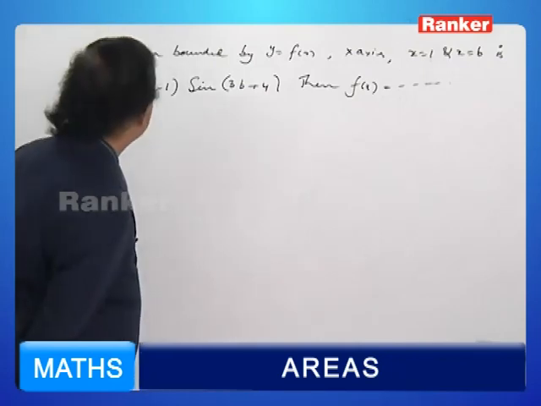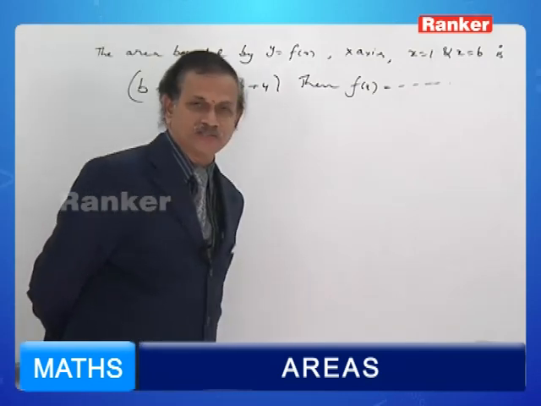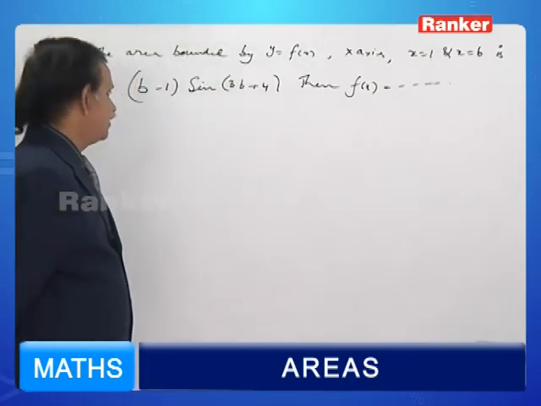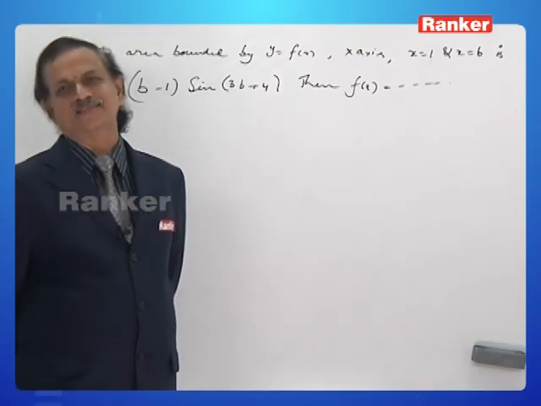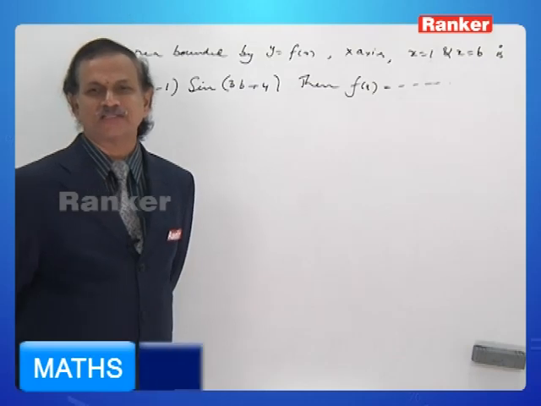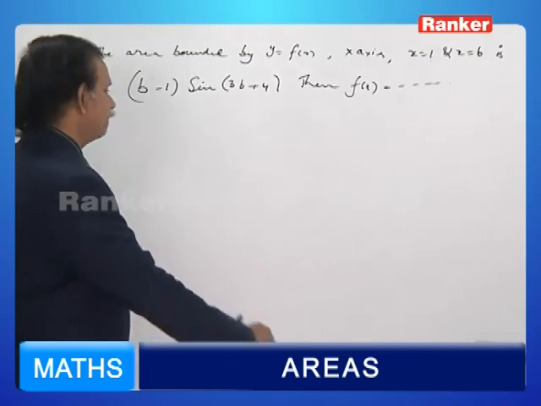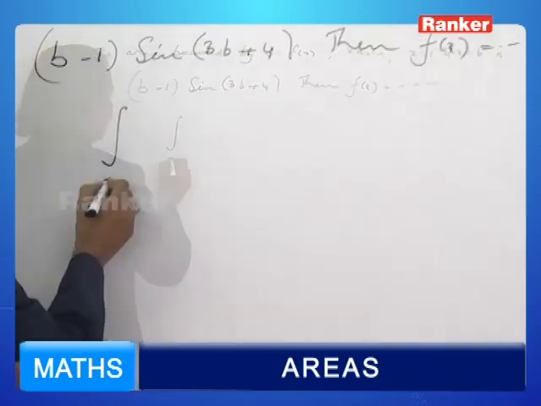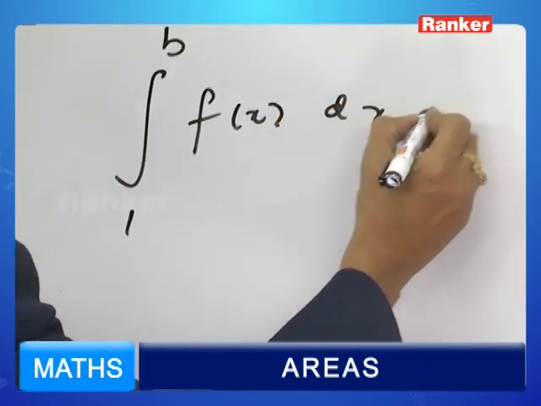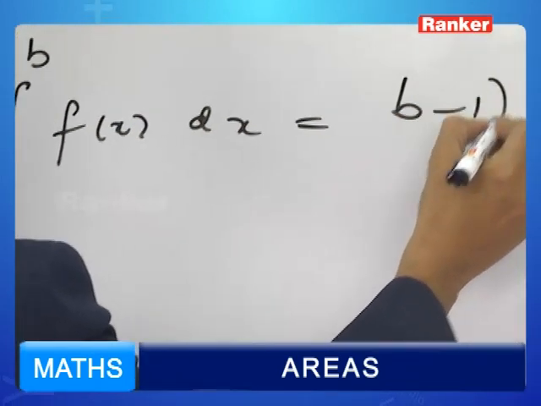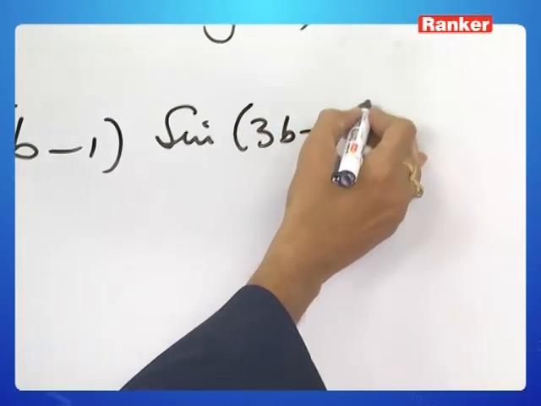Follow it carefully. The area bounded by the curve y is equal to f of x, the x axis, x is equal to 1 and x is equal to b is b minus 1 into sine of 3b plus 4. Then what is f of x? Okay, let us make use of the data carefully. Integral 1 to b f of x dx is equal to b minus 1 into sine of 3b plus 4.